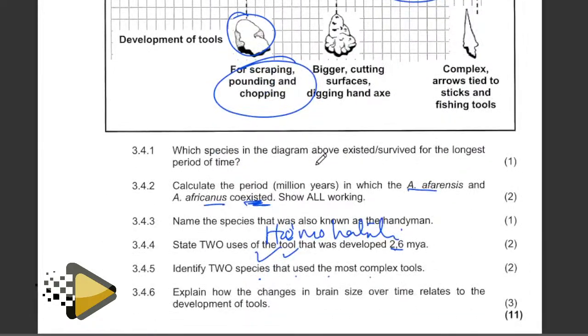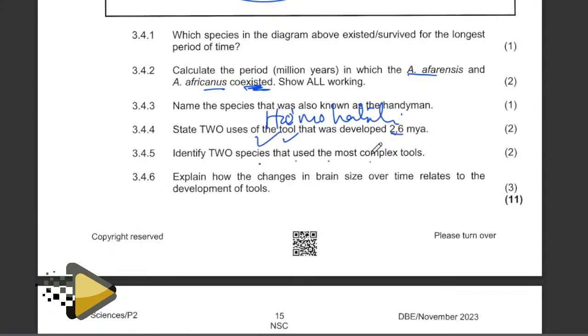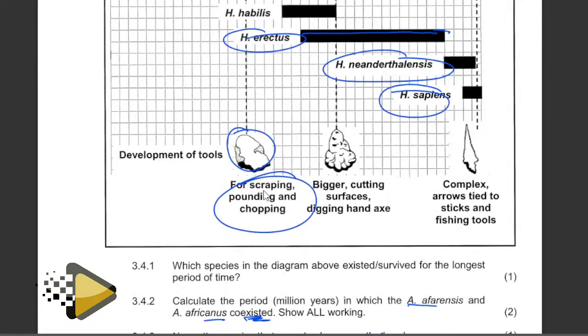Is there anything I've skipped? Okay. Let's continue. Name 2 species. So we have done that. Explain how the change in the brain size over time relates to developing tools. I explained this also, that increase in the brain size increases the number of cells. If the number of cells is increased, then automatically it means more intelligence. And these sophisticated tools require thought. Therefore, they will require more intelligence.